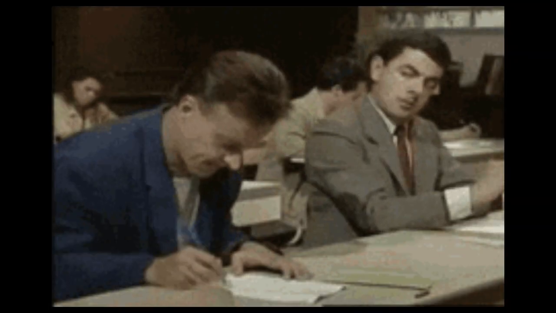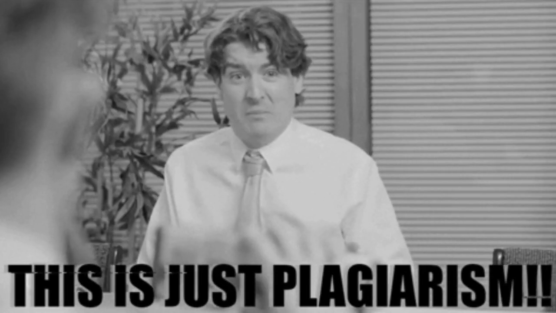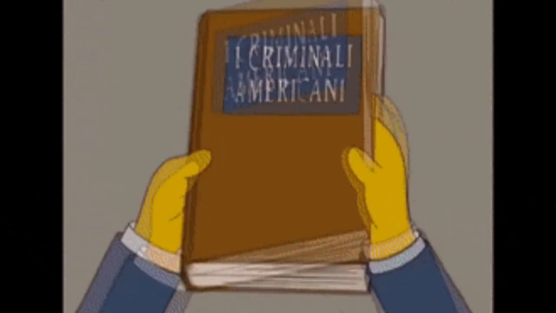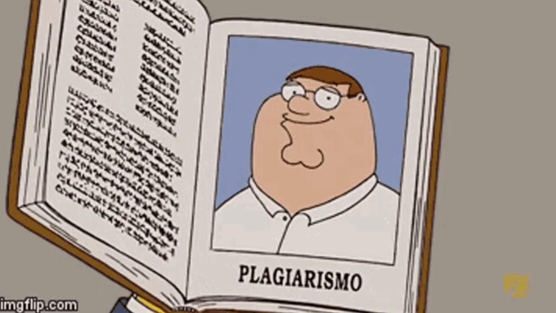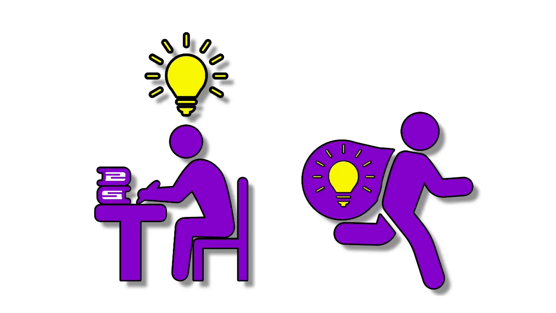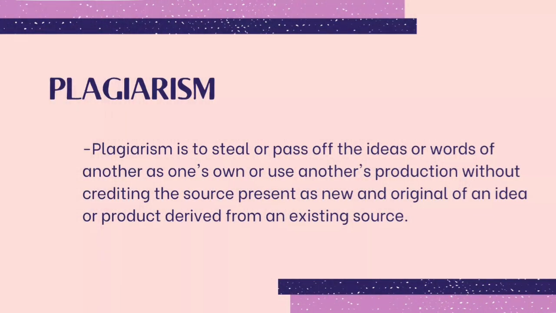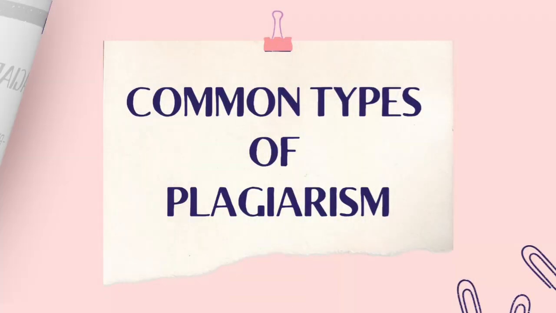But are you aware that simply copying and pasting the work of others is called plagiarism? And did you know that plagiarism is considered a crime in our country? But what exactly is plagiarism? And what are the types of plagiarism? Plagiarism is to steal or pass off the ideas or words of another as one's own, or use another's production without crediting the source, presenting as a new and original idea or product derived from an existing source.